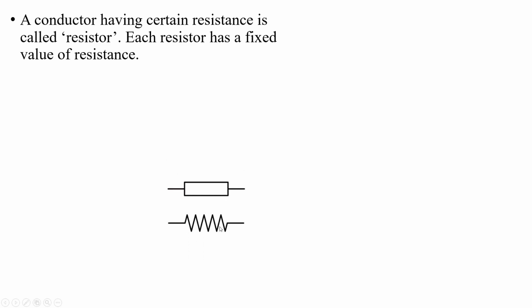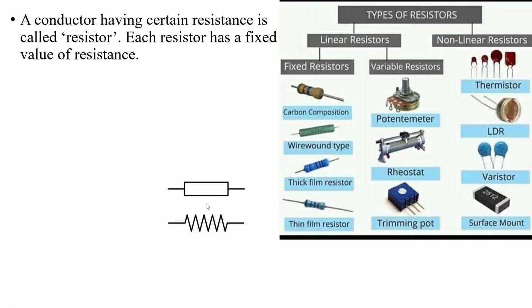You can use either of the symbols for it, and I told you earlier that resistors are of different types. This type of resistor is used in electronic devices, and variable resistors are used in the physics lab. A non-linear resistor can be observed in street lights for lighting purposes.